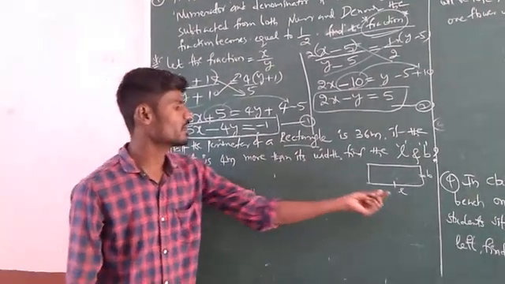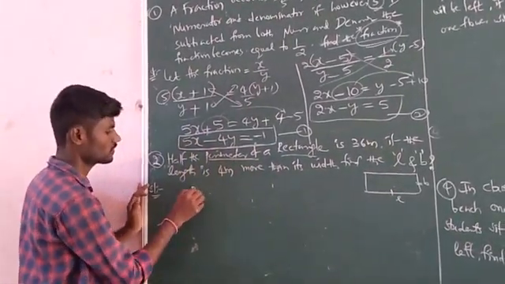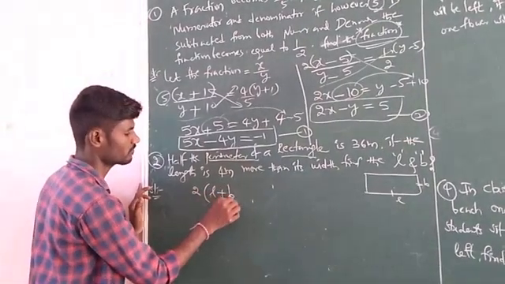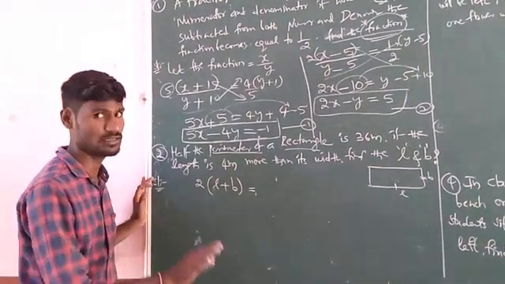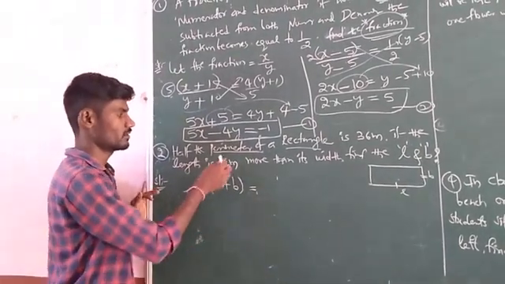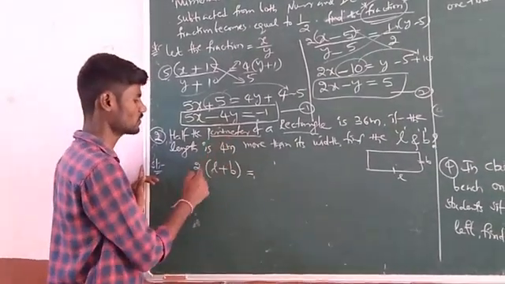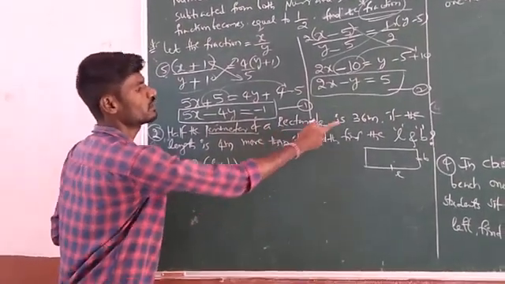Let us take length L, breadth B. So perimeter is 2 times (L plus B). Perimeter formula: 2(L plus B). Area is L into B. Formulas are important. If you forget the formulas, you are unable to solve these problems. So perimeter 2(L plus B) equals how much is given?